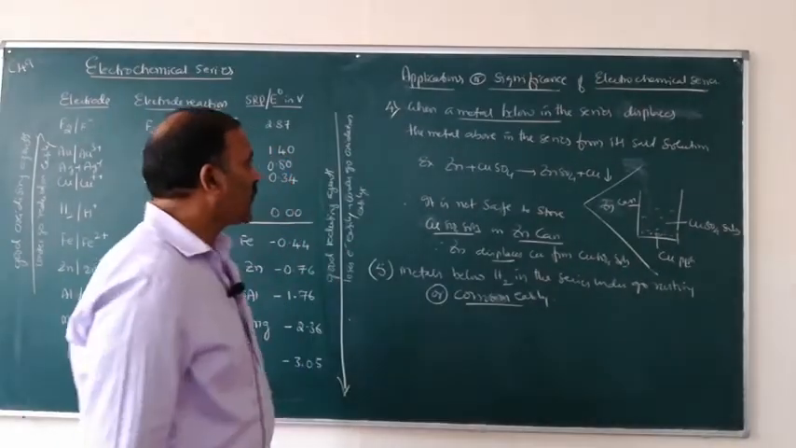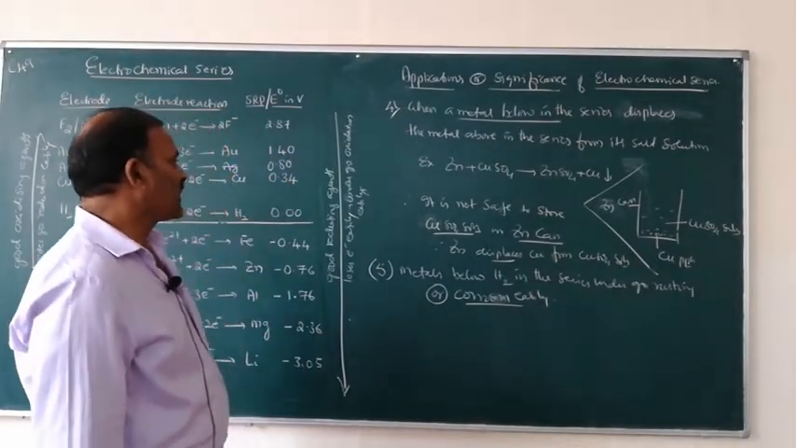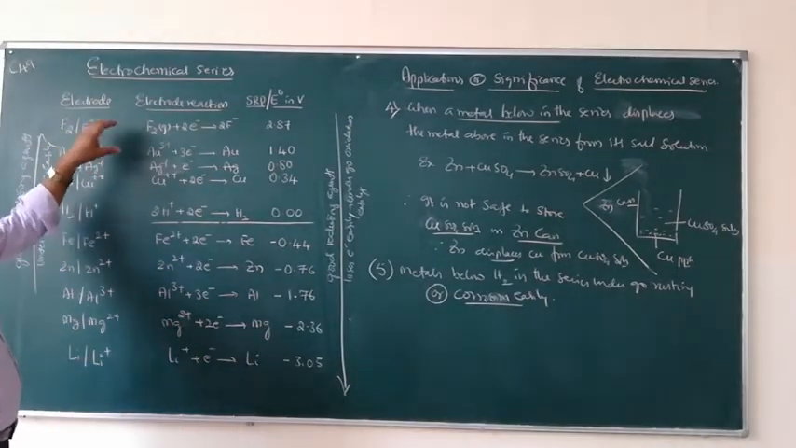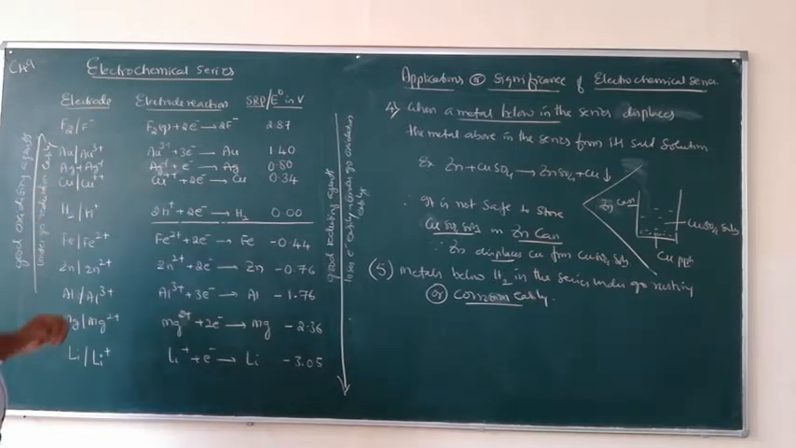So these are the 5 applications of electrochemical series. What is the first application? Using electrochemical series, we can say which one is a good oxidizing agent and which one is a good reducing agent.